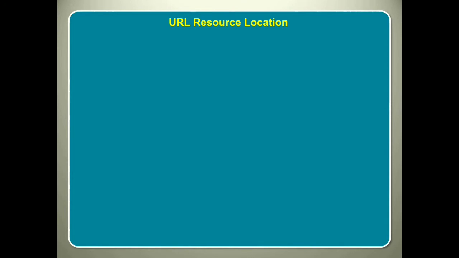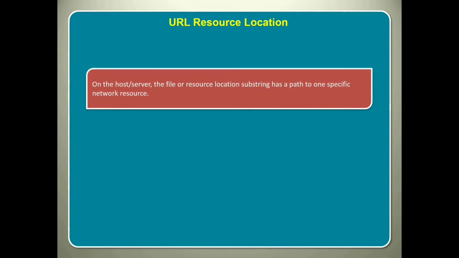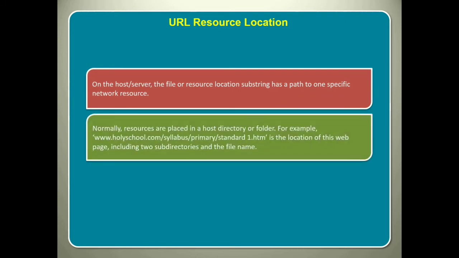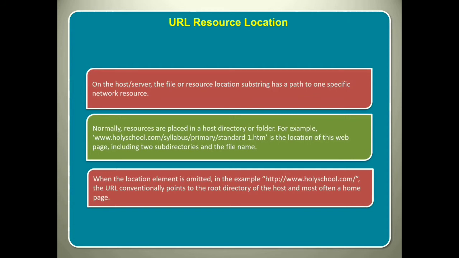Next is about URL resource location. On the host or server, the file or resource location substring has a path to one specific network resource. Normally, resources are placed in a host directory or folder. For example, the URL shown on the screen is the location of this web page, including 2 subdirectories and the file name. When the location element is omitted, as in the example shown on the screen, the URL conventionally points to the root directory of the host and most often a home page.